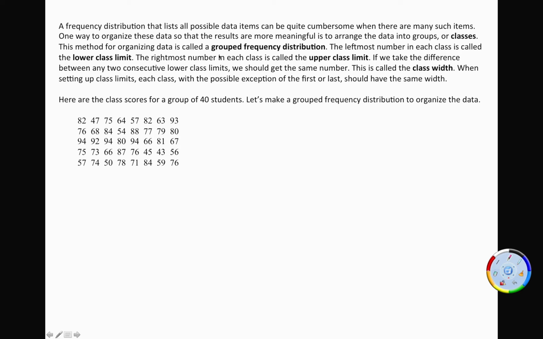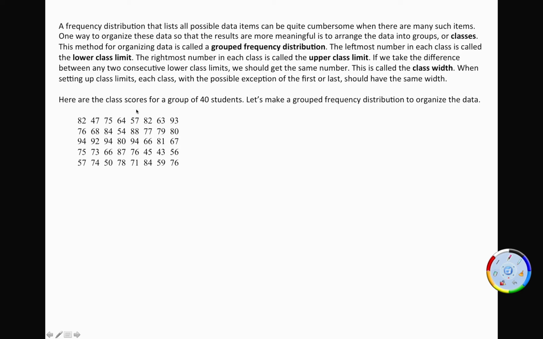The leftmost number in each class is called the lower class limit. The rightmost number in each class is called the upper class limit. If we take the difference between any two consecutive lower class limits, we should get the same number. This is called the class width. When setting up class limits, each class, with the possible exception of the first or last, should have the same width. Let me give you a quick example of why we allow this exception of the first or last. Let's say an easy thing to think of where you would do a grouped frequency distribution is perhaps grades.